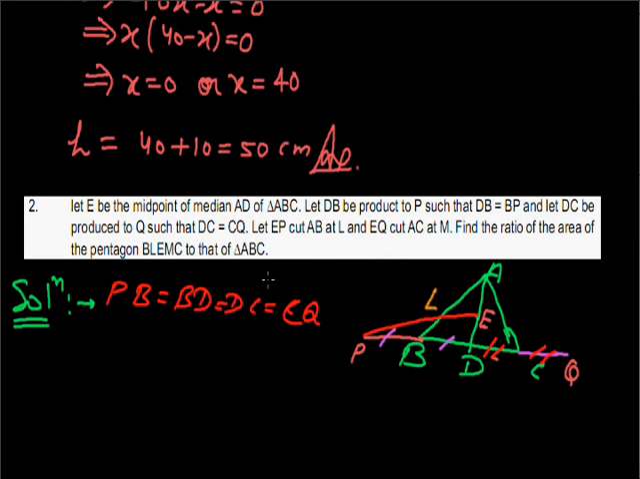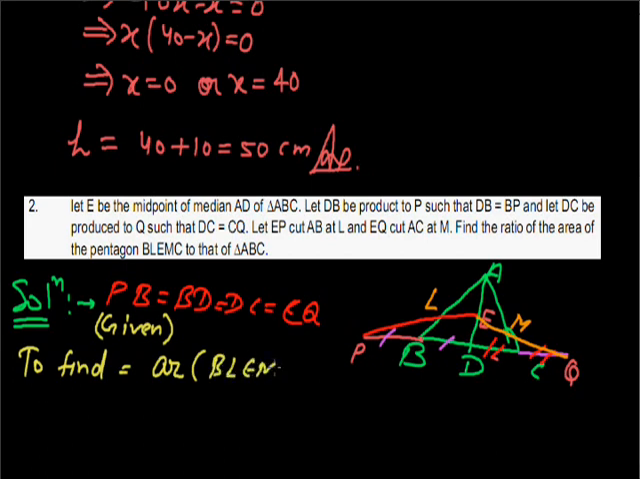Now again we have EQ cut AC at M. EQ, that is this, cut AC at M point. This is M point. Now find the ratio of the area of the pentagon BLEMC to that of triangle ABC. Okay, to solve the given question, we will have a construction. What we have to do is find the ratio of area of pentagon BLEMC to the area of triangle ABC.